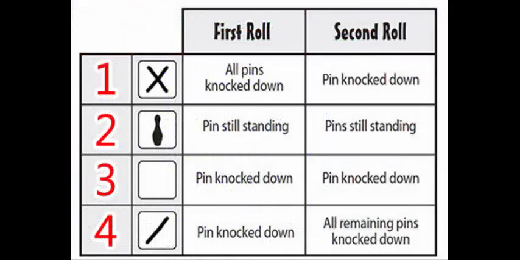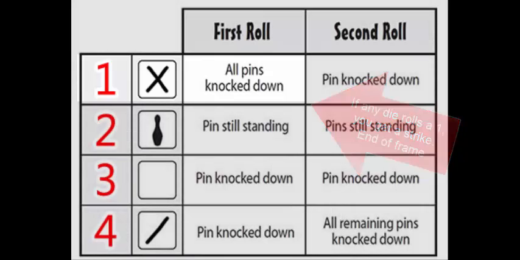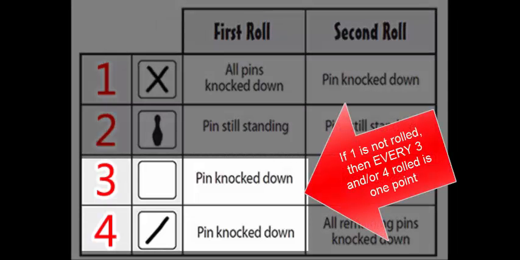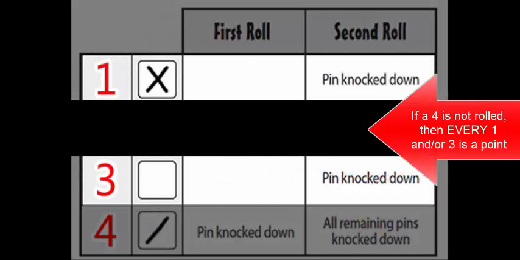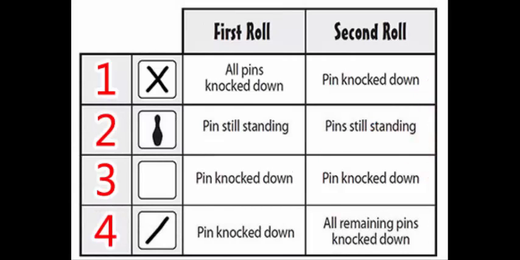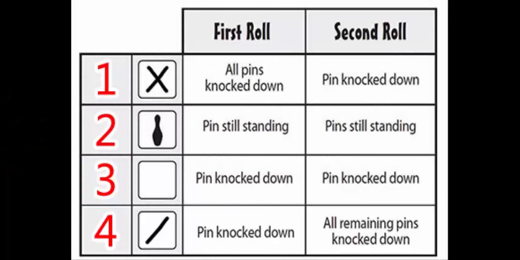So in the first roll, if you get a 1, that's a strike. Doesn't matter how many 1s you get, it supersedes all of the other points. However, if you do not get a 1, if you get a 2, that counts for nothing. If you get a 3 or a 4, that counts for 1. In the second roll, if you get a 1 or a 3, that counts as a hit. 2 is still a miss. And if you get a 4 anywhere, it supersedes everything and just counts as a spare. Counts as all of the pins get knocked down.